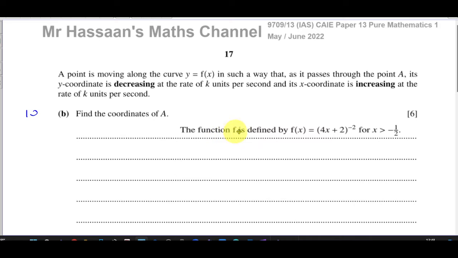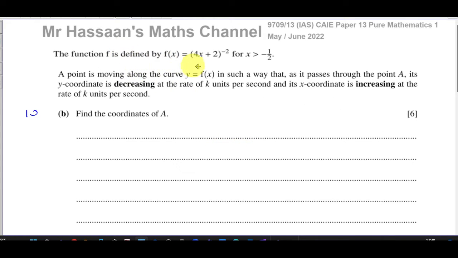It says function f is defined by f of x equals (4x plus 2) to the power of negative 2 for x values greater than negative a half. A point is moving along the curve y equals f of x in such a way that as it passes through the point A, its y coordinate is decreasing at the rate of k units per second, and its x coordinate is increasing at the rate of k units per second. Find the coordinates of A.